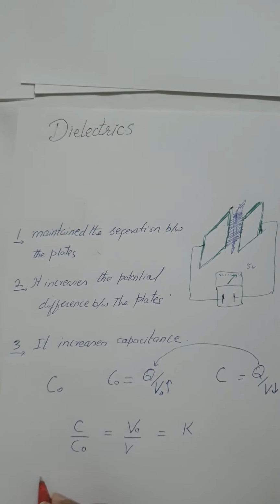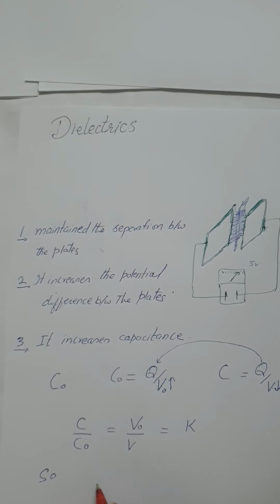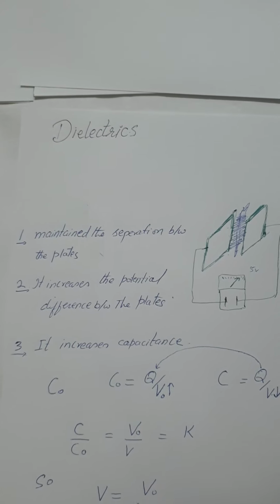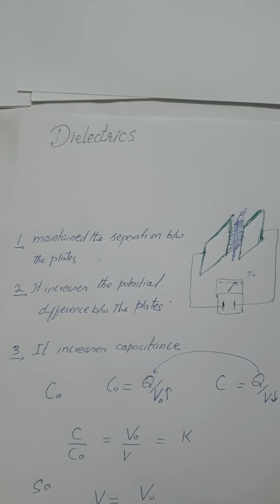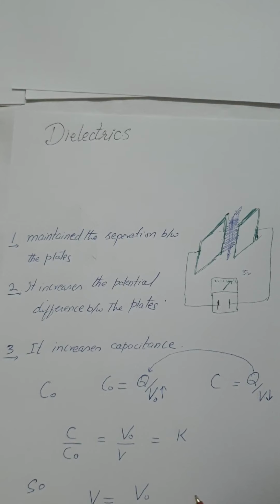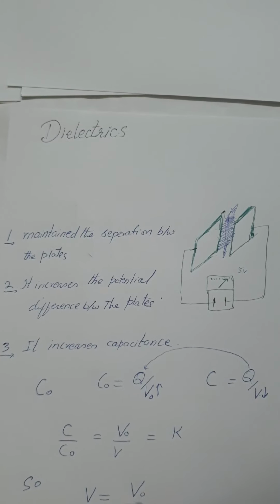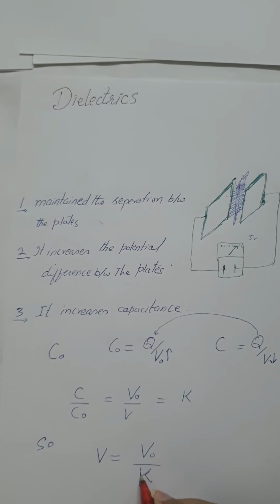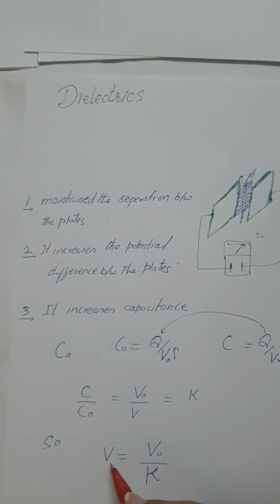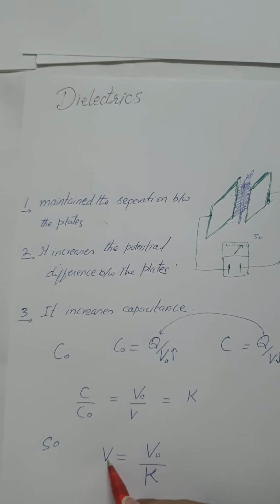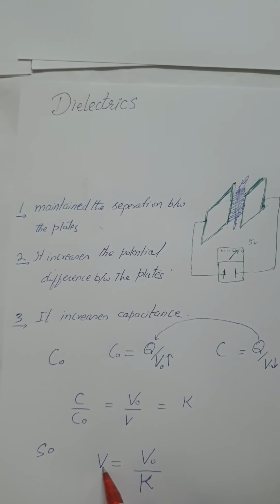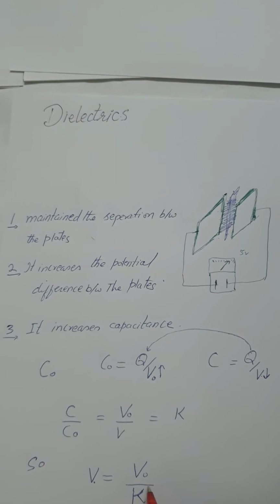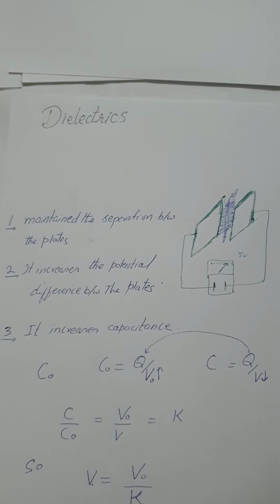So in terms of potential difference, we know it shows that the potential difference is reduced by factor K. A capacitor which has a dielectric medium has its potential difference V reduced by a factor of K.